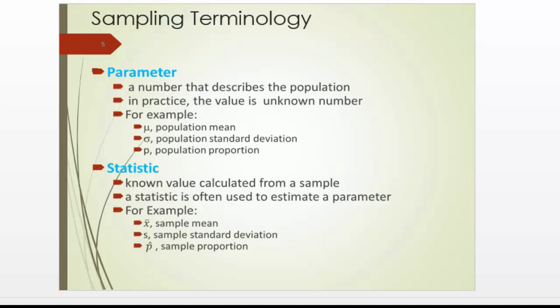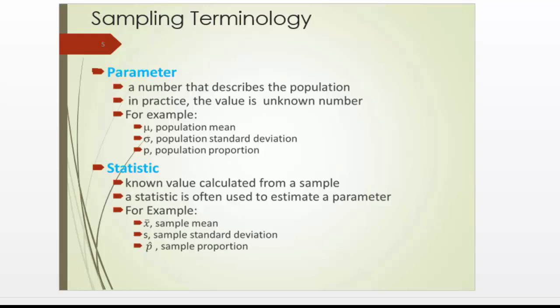So let's look at some sampling terminology, and we've gone over some of this terminology before. Parameter: a number that describes the population. In practice, this value is usually unknown. That's why we have to do statistical inference. For example, we talked about the population mean and its symbol mu, the population standard deviation and its symbol sigma, and the population proportion, with p as its symbol.